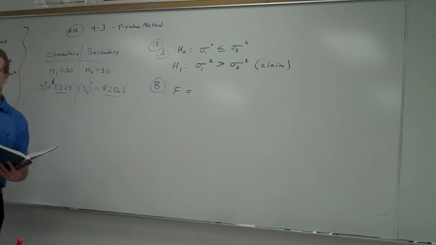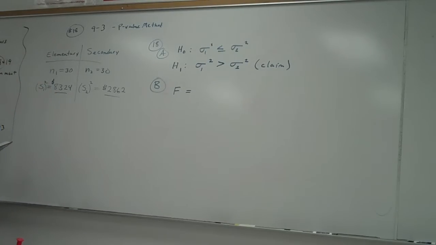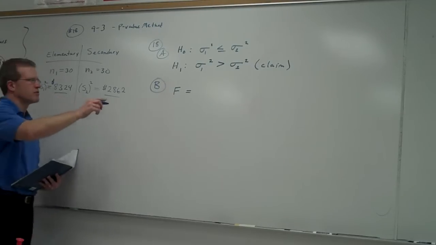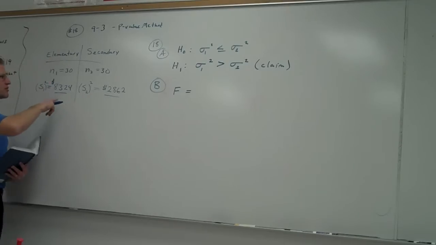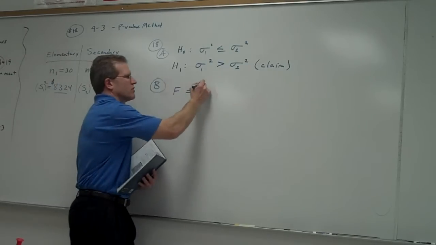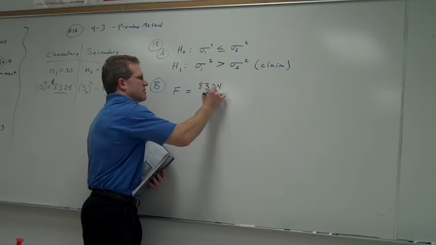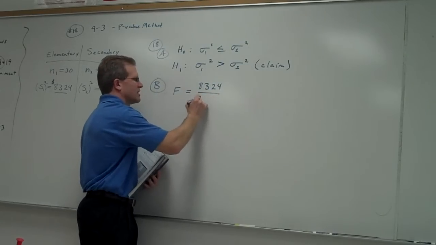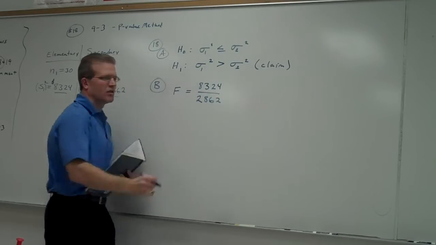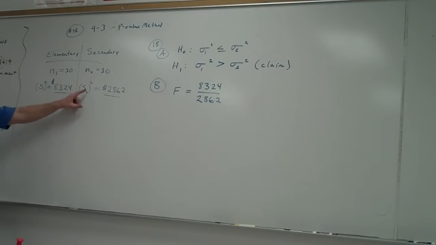When we deal with variances and we're comparing two sample variances, we use F. Now, which variance goes on the top? Remember, it's the larger one. So you're going to put 8,324 divided by 2,862. We don't have to square those because they've already been squared for us.